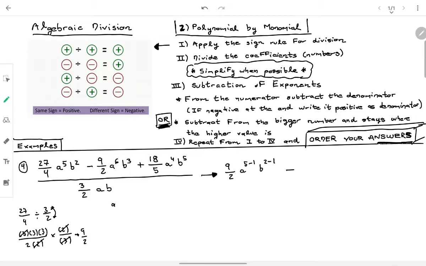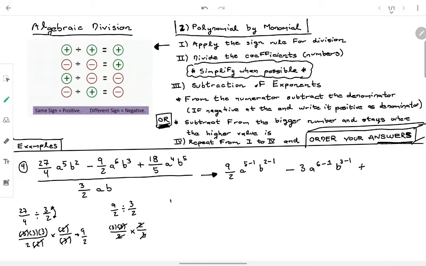Then we will get 9 halves divided by 3 halves. So it will be something like 3 multiplied by 3 over 2 multiplied by 2 over 3. So we can simplify this 2 with this 2, this 3 with this 3. So we will get 3, a to the 6 minus 1, b to the 3 minus 1.